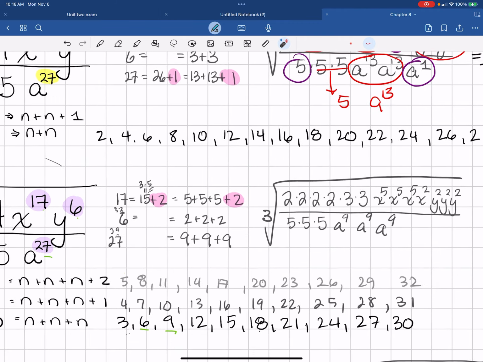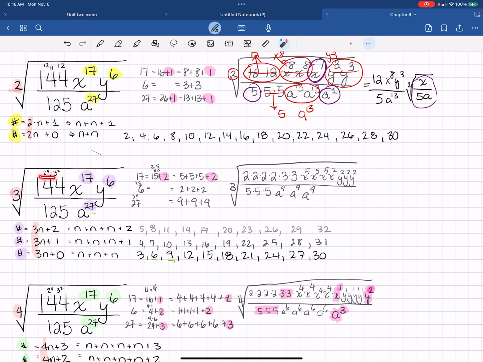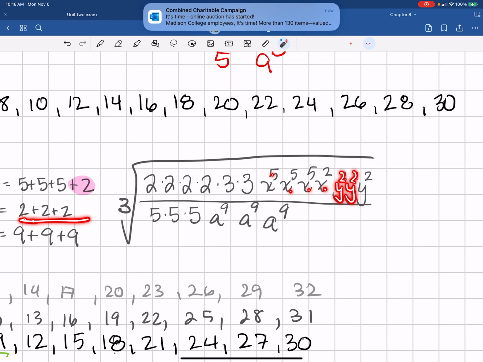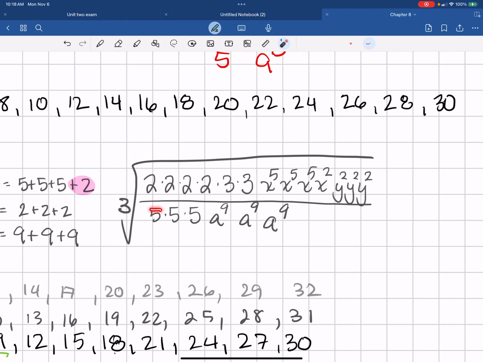So I can now replace 144, which was 2 to the 4th, 3 squared. So I do four 2s, 1, 2, 3, 4, two 3s, and then I have, this was x to the 17th. So this is x to the 5th, x to the 5th, x to the 5th, x squared. y to the 6th became y squared, y squared, y squared. 125 is 5 times 5 times 5, and then we have a to the 9th, a to the 9th, a to the 9th. I'm looking for triples, 1, 2, 3, so that comes out.